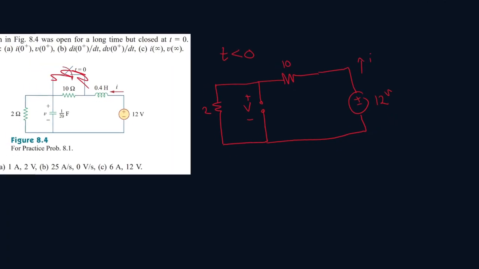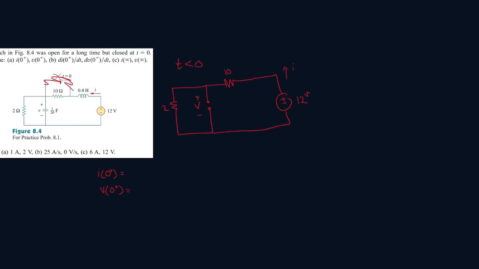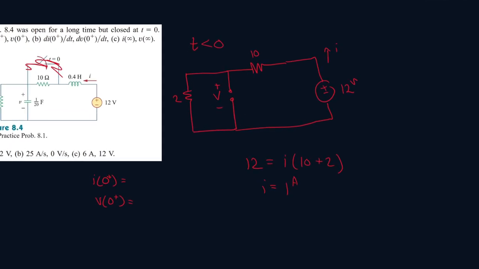Now, what we're trying to first find is I at 0 and V at 0. To find I of 0, it's going to be pretty easy. 12 equals I times 10 plus 2. So I will just be 1 amp. It's 1 amp when t is less than 0, but the second t is equal to 0, I is not going to change instantaneously. So I will still be 1 when t is equal to 0. So I at 0 is going to be 1 amp.